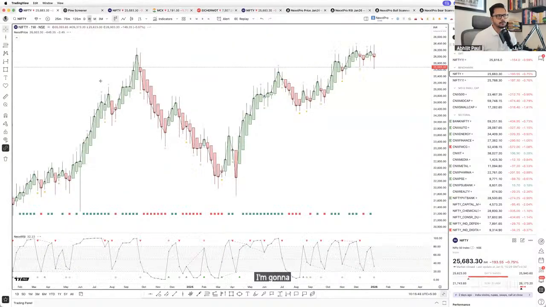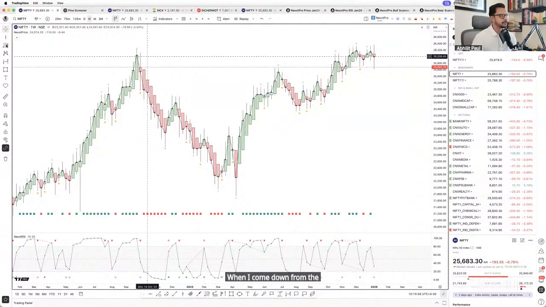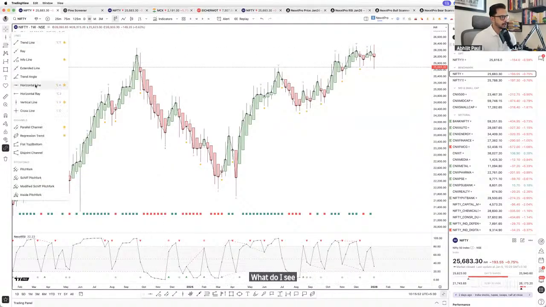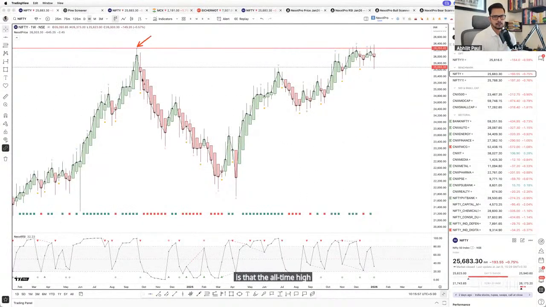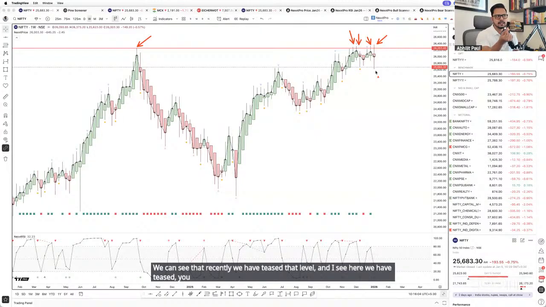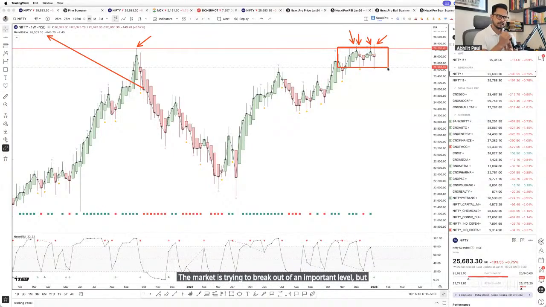I'm going to come down from the monthly to the weekly chart. When I come down from the monthly to the weekly chart, what do I see? I see exactly what I just mentioned: the last all-time high before the recent ones, we can see that recently we have teased that level. When I say we have teased, we just inched up and slipped multiple times. This is the weekly chart, so it has happened multiple times. So the market is at an important level. The market is trying to break out of an important level, but it's slipping.